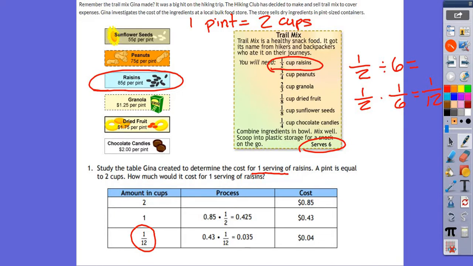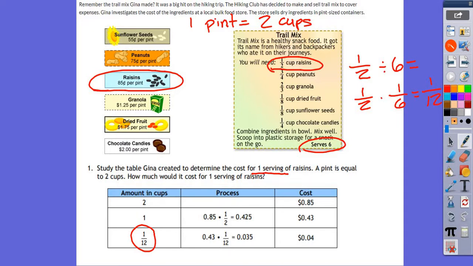So I have a little bag of trail mix. 1/12 cup of raisins is in the bag of trail mix, for 1 person. This is 1 serving. Is it half a cup in this bag of raisins? No. 6 of these would be equivalent to half a cup of raisins.